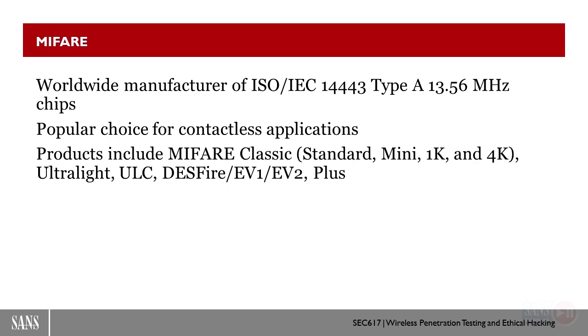There's a bunch of variants of the MIFARE. We have standard, mini, 1K and 4K in the classic line. There's been some improvements in security and different applications for cost and how we may want to replace, like, paper tickets with Ultralight, Ultralight C, and then DESFire in EV1, EV2, and Plus varieties. So they've evolved over time, and some of the security standards are better or worse depending on our application. But we're going to look at MIFARE Classic 1K to start.